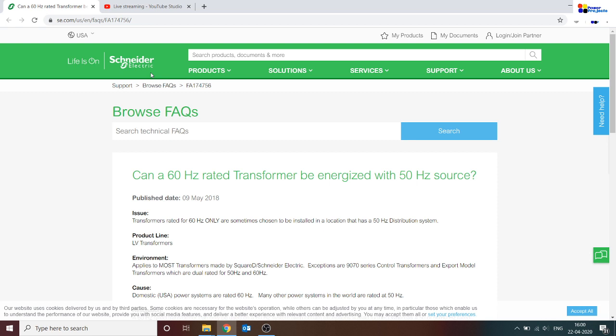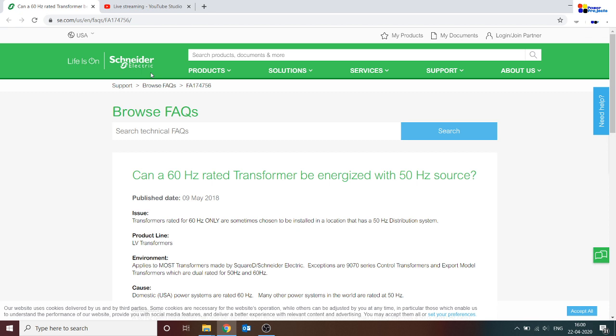Fine. So now the question is, if the transformer is designed for one particular frequency, shall we use that transformer for another frequency? If we change the frequency, what parameters will change and how will it impact? That's what we are going to talk about.